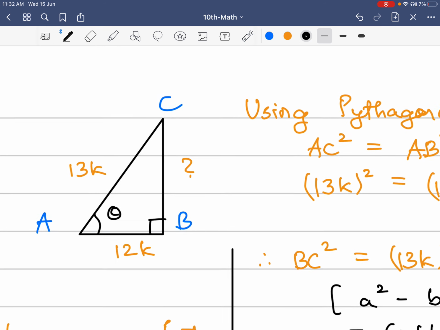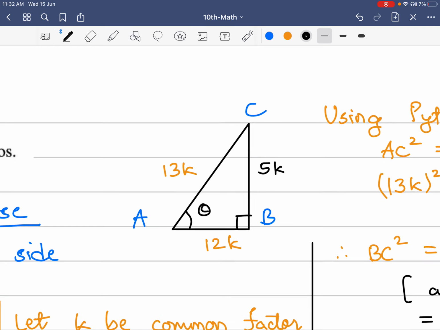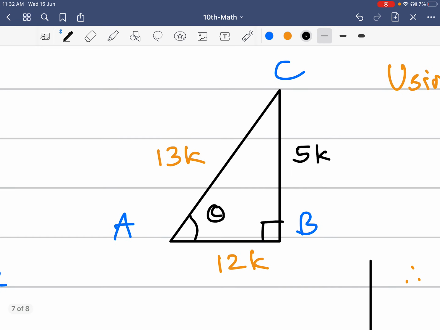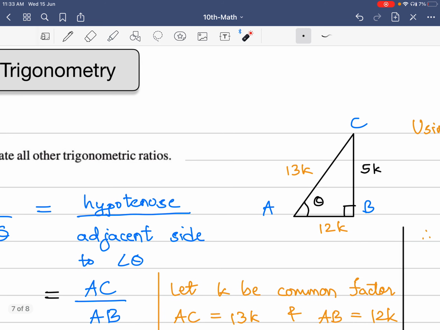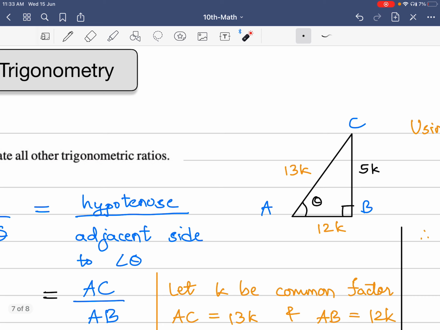Let's make a note here. Now we no more have this question mark. I'm going to erase this question mark, and we have BC as equal to 5k. Now thus, if you zoom in and look at this triangle, we have all the three lengths of the triangle known to us in the form of k, but that doesn't matter. 13k, 12k and 5k. Now using this, we can find rest all the other trigonometric ratios.